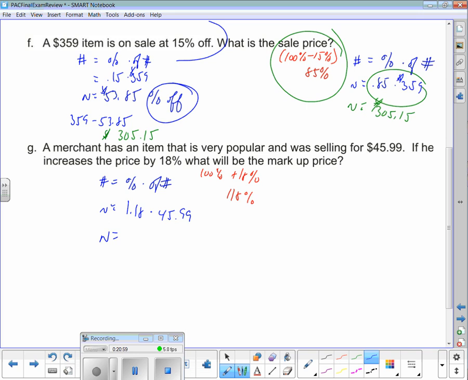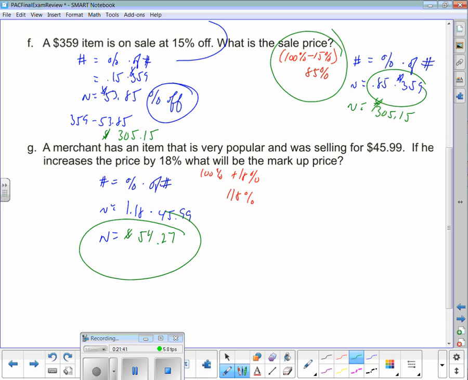So 1.18 times $45.99 is $54.27. And that is then the item has increased by 18%. You know, again, what's roughly 25% of 45? So take 45, cut it in half. That's about 22. What's half of 22? 11. So I should be a little less than $11 more. And I'm a little less than $11 more. That makes sense, I like the answer. I'm good to go.